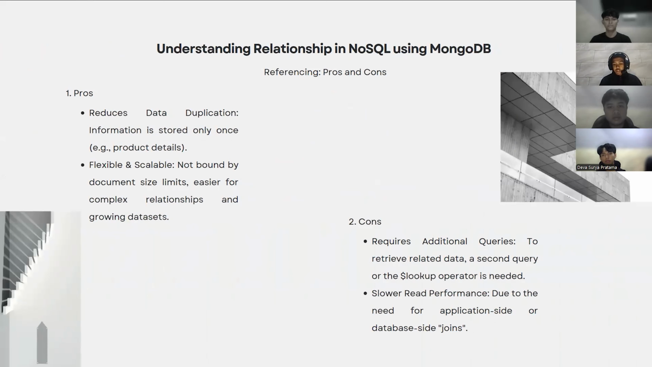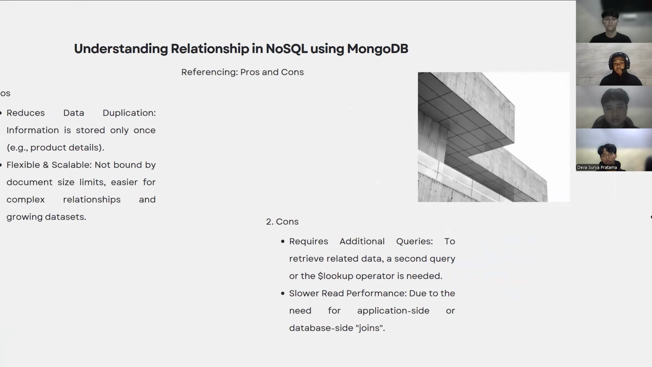There are also pros and cons about using referencing. The pros: it reduces data duplication, since information is stored only once. The second one is that it is flexible and scalable, not bound by the document size limit, and easier for complex relationships and growing data sets. The cons of referencing: it requires additional queries to retrieve related data, so a secondary query or a lookup operator is needed. It also has slower read performance due to the need for application-side or database-side joins.